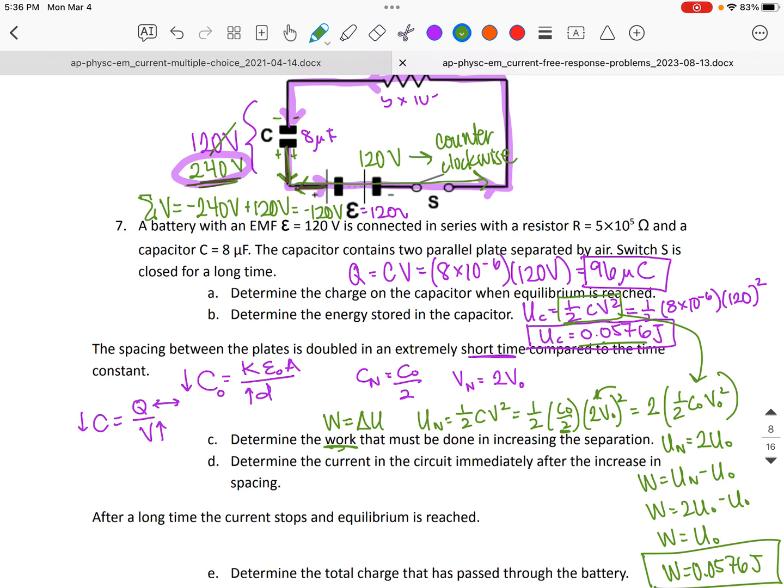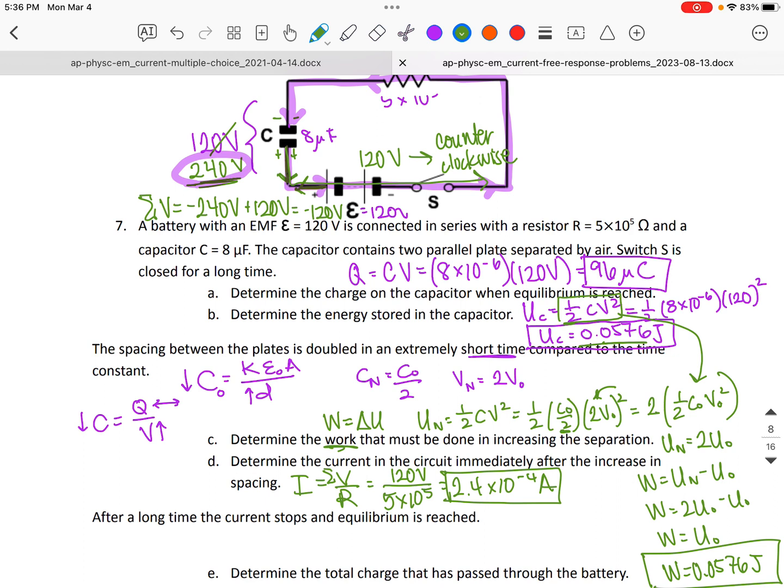So what we need to do is solve for current. Current is equal to voltage, and this is the net voltage, over the resistance. My resistance still stays the same, so I'm going to take my 120 volts divided by my 5 times 10 to the 5th ohm resistor, and I get 2.4 times 10 to the negative 4 amps counterclockwise.